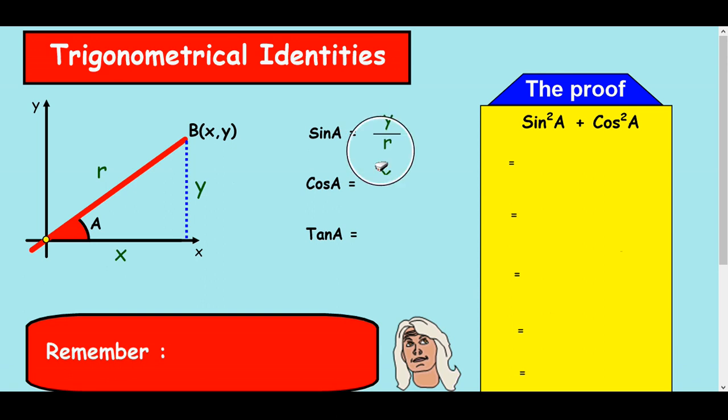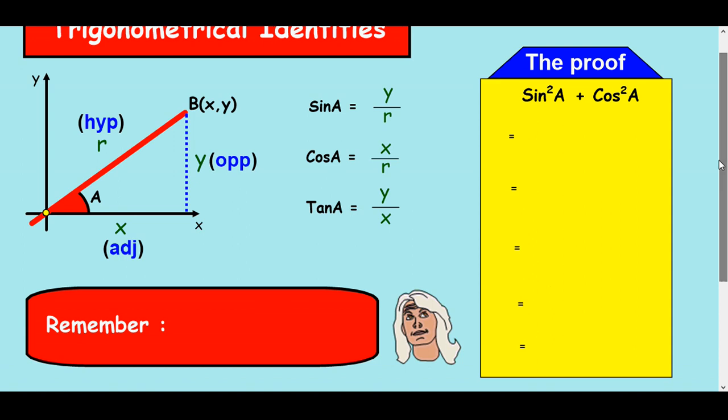So let's look at that idea again. Nothing's changed here. I've got the same triangle and the same information. Sine's opposite over hypotenuse, cos is adjacent over hypotenuse, and tan's opposite over adjacent. And the next proof I'm going to look at is sine squared plus cos squared. What happens when you take sine squared A and add it to cos squared A? Well, we know that sine of A is y over r, so we've got y over r squared. And cos of A is x over r, so we've got x over r squared.